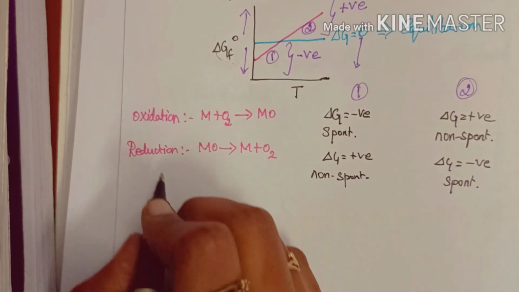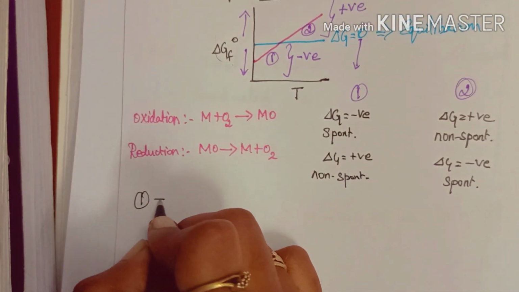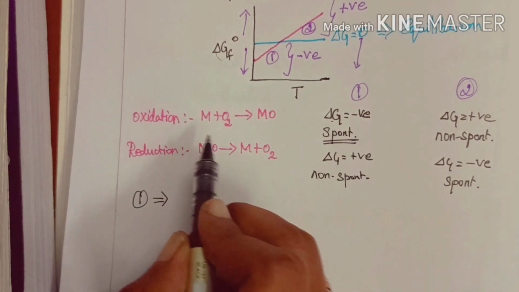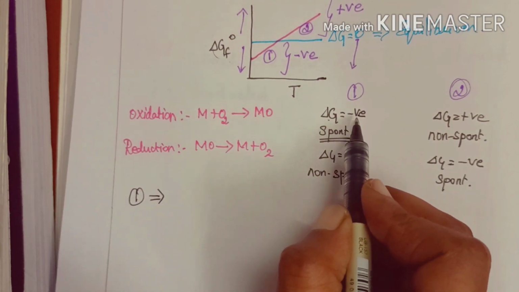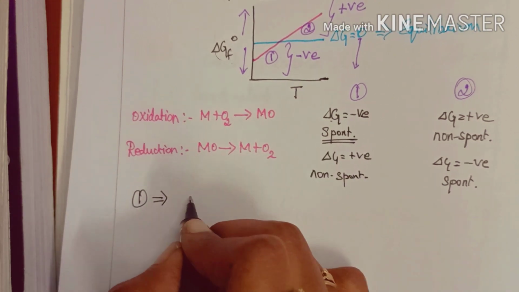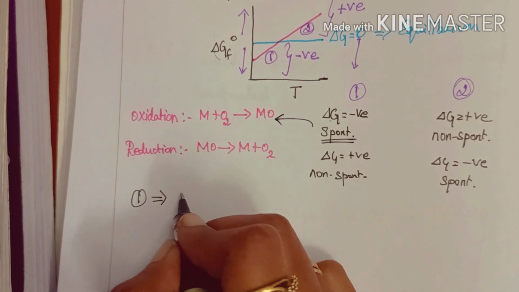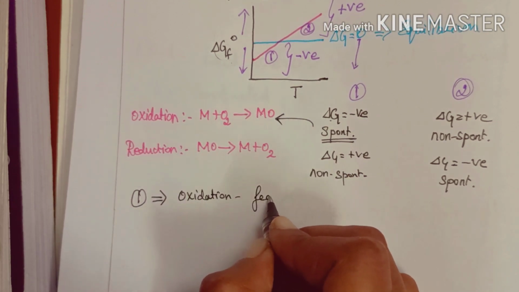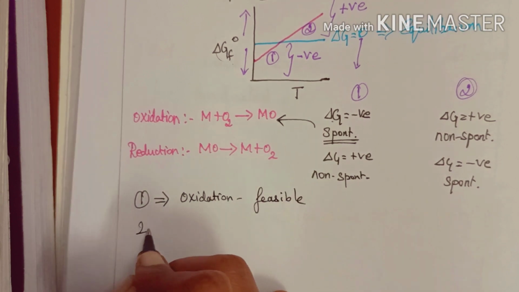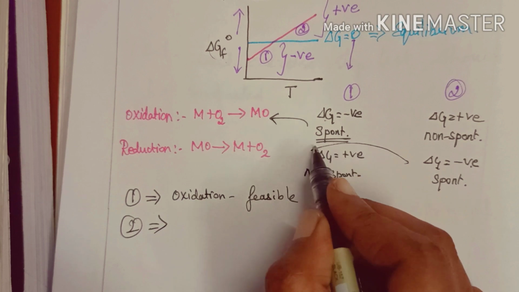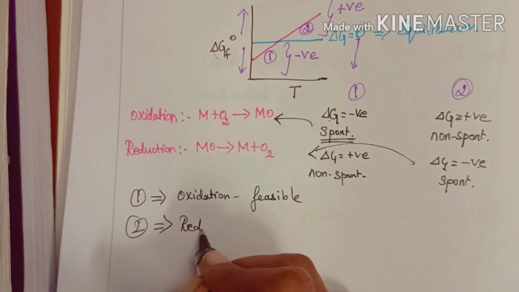Now, in the first part, which is feasible? In the first part, delta G is negative for oxidation. Therefore, in the first part, oxidation is feasible. And in the second part, here delta G for reduction is negative. So, therefore, which is feasible? Reduction is feasible.